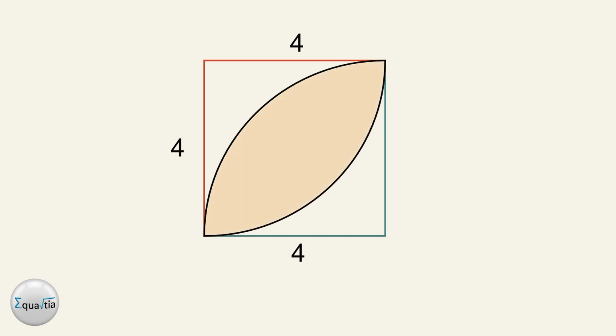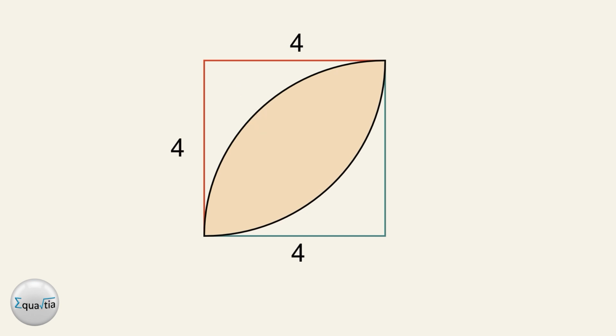We have a square with side length 4. At the top left corner, draw a quarter of a circle with radius 4. At the bottom right corner, draw another quarter of a circle, also with radius 4. The shaded lens is the region where the 2 arcs overlap. We want its exact area.